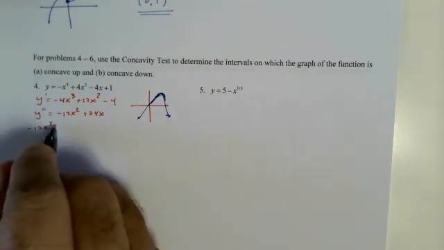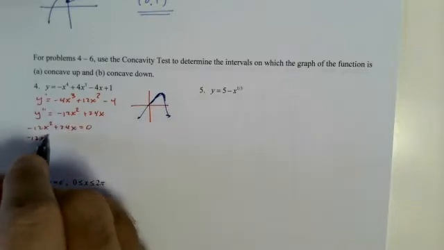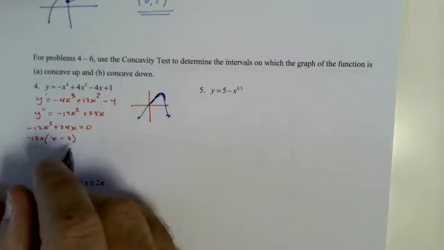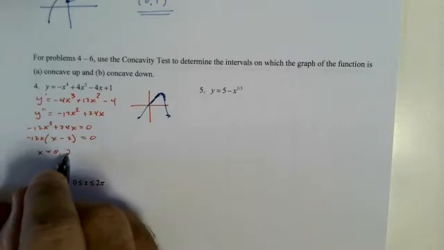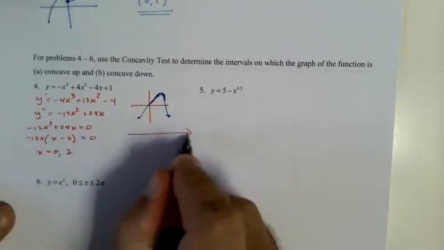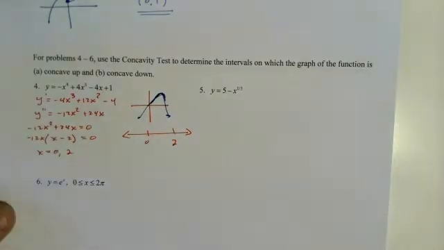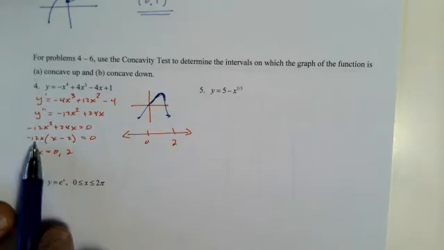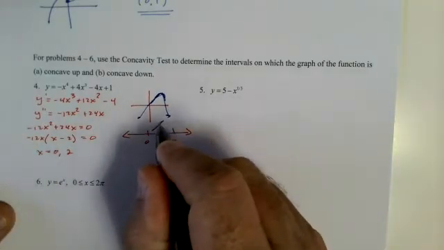Negative 12x squared plus 24x equals 0. Negative 12x, x minus 2 equals 0. We need to check at 0, 2. Plug one into the second derivative. This is negative and this is negative, so that's a positive. Oops.